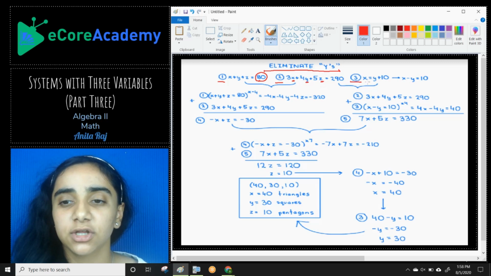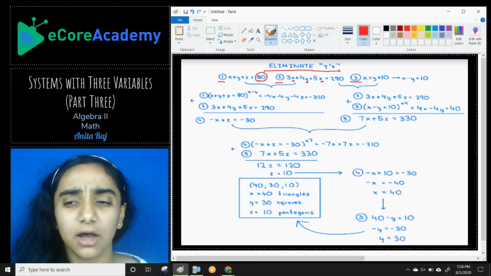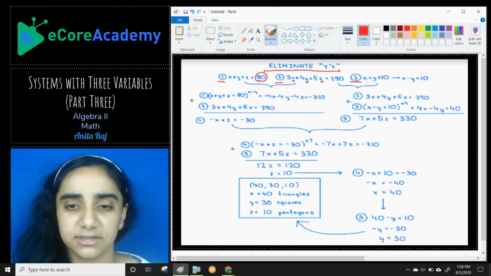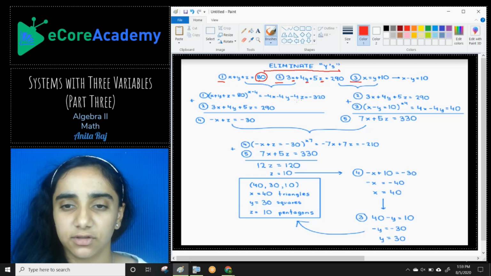And the third equation, they said that we have 10 more triangular pieces than square pieces, and if Y is square and X is triangle, then Y plus 10 is X. That should be pretty simple. So let's actually get into solving this together.